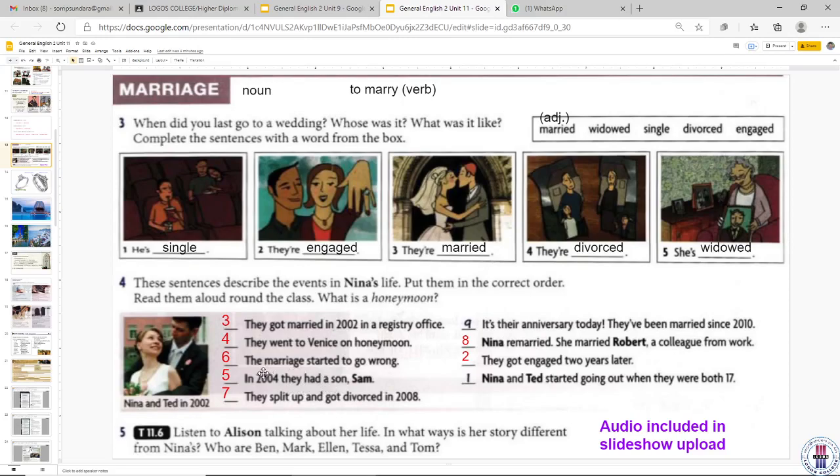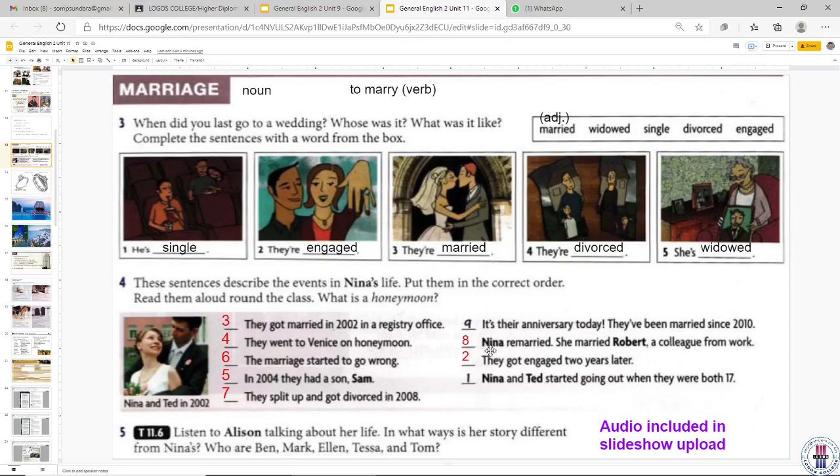Uh-oh, something happened though. Number 6, the marriage started to go wrong. They were not getting along. So what happened? They split up and got divorced in 2008. So Nina and Ted split up in 2008. This was them in 2002, happy. In 2008, this was them over here. Not so happy, right?